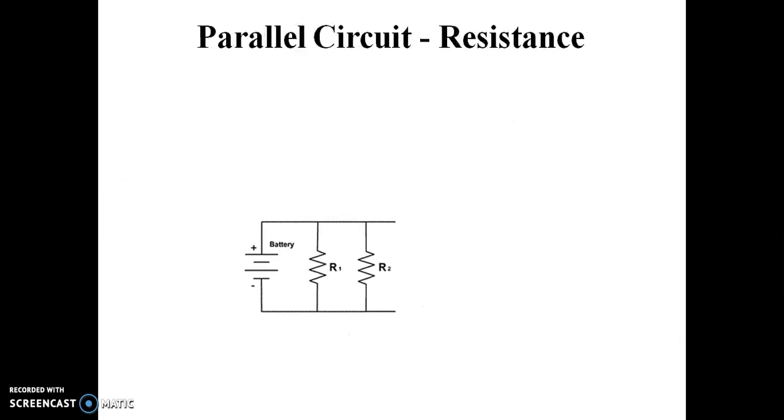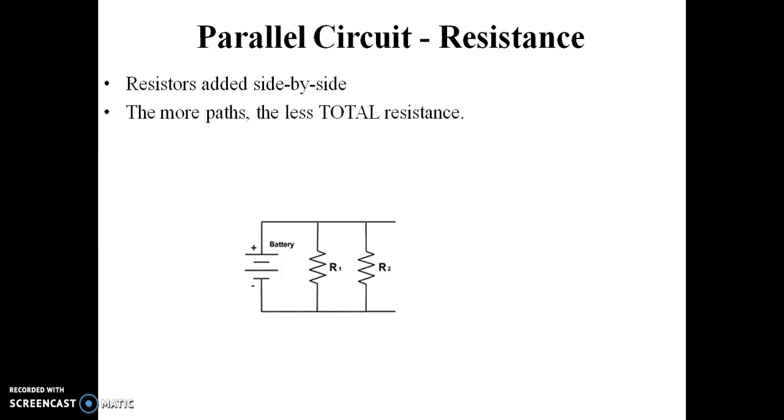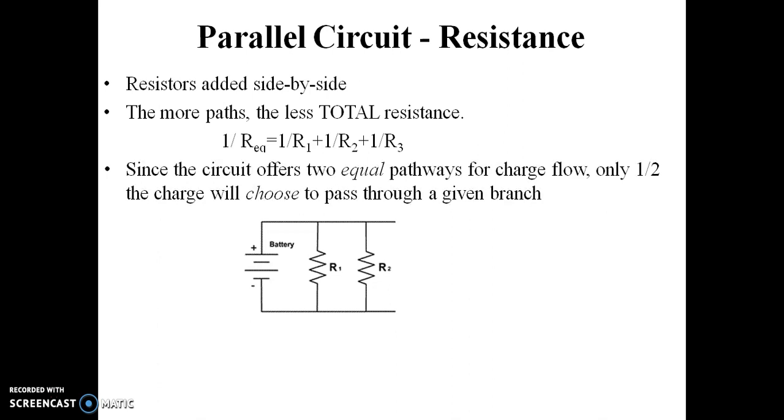Okay, so here is parallel circuit resistance. Resistors are added side by side. Here R1 and R2 are connected side by side. There are more paths, so the total resistance is lesser than R1 and R2. The equivalent resistance is given by 1 by R equivalent equal to 1 by R1 plus 1 by R2 plus 1 by R3, where R equivalent is the equivalent resistance of the whole circuit. Since the circuit offers two equal pathways for the charge flow, only half of the charge will choose to pass through a given branch. Figure 4.2 gives two resistors connected in parallel.